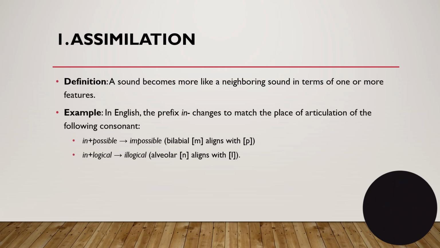Let's deal firstly with assimilation. Assimilation is when a sound becomes more like a neighboring sound in terms of one or more features. Example: in English, the prefix in changes to match the place of articulation of the following consonant. In plus possible becomes impossible, here the bilabial M aligns with P. Aligns with means assimilates to. In plus logical becomes illogical, here the alveolar N aligns with L.